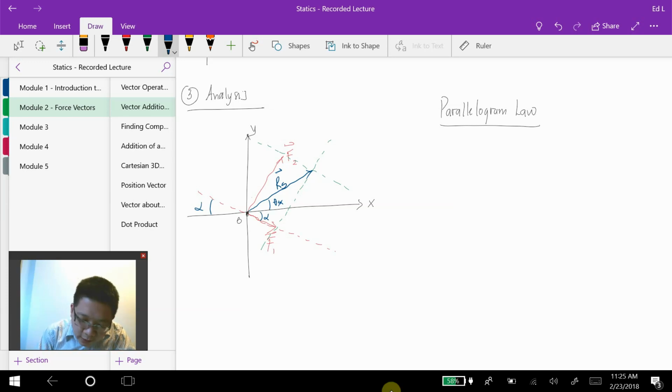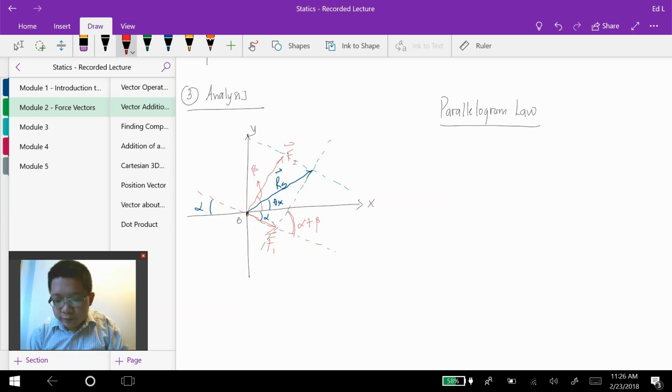And we know that this angle right here is beta. So the combination of these two angles, I mean, this angle right here, is the combination of alpha plus beta as well. So that's the construction using the parallelogram law.